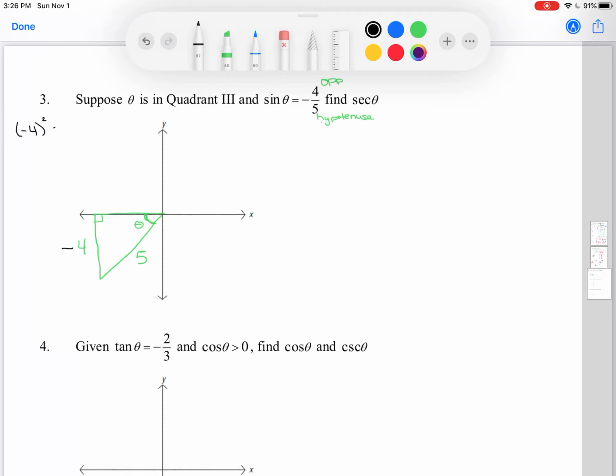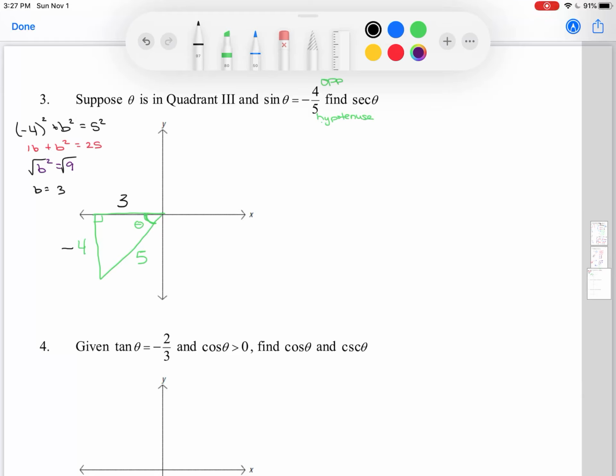Well, it's asking me for secant. Okay, so in order to do secant, I have to know what my adjacent side is. Unfortunately, I don't have that, so I'm going to go back to my Pythagorean theorem. And I'm going to solve for that side that I'm missing. I get 16 plus b squared equals 25. And that gives me b squared equals 9.